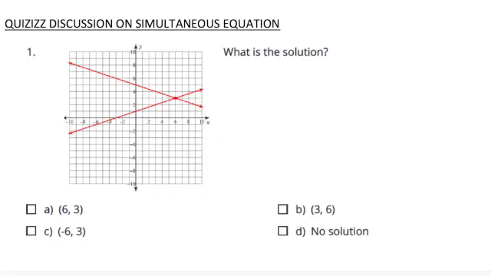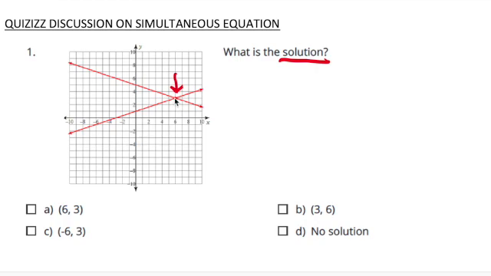Today we are going to discuss the Quizizz discussion on simultaneous equations. Soalan hari tu, okay? What is the solution? Solution ni apa? The solution is actually the point of intersection of two straight lines. Two straight lines come from linear equations in two variables. Okay, so how do we find out the solution?